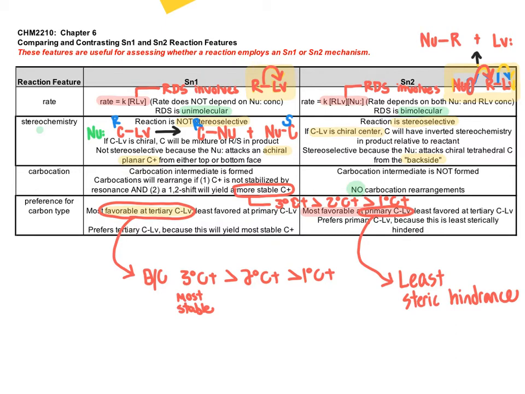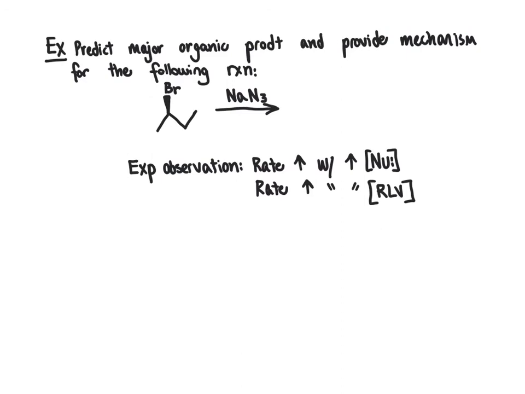So when you're thinking about predicting the products of nucleophilic substitution reactions, what mechanism they undergo, you're going to be thinking about the features that you see here in this table as your clues to diagnose what's going to happen in the reaction. So let's take a look at an example problem here to illustrate that. Okay, so let's take a look at this particular problem where we're asked to provide the major organic product and a mechanism for the following reaction given the experimental observations we can make below about the rate of the reaction, its dependency on the nucleophile concentration and the electrophile concentration.